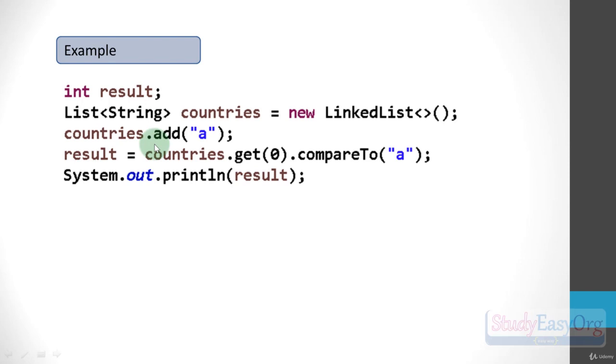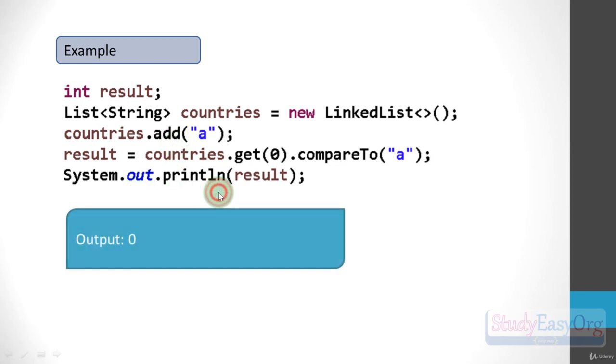The overall idea of this example is to show you how we can make use of the compareTo method, right? So this is pretty simple, and as these two entities, A and A, are the same, the output would be 0. So this program will give us output 0. Now how exactly will the compareTo method give us output? Let us check it out.